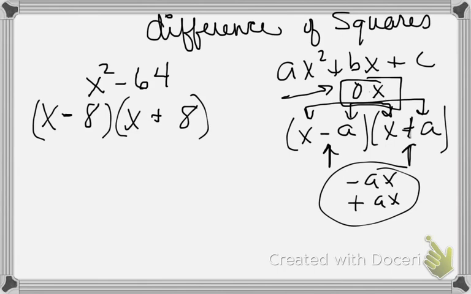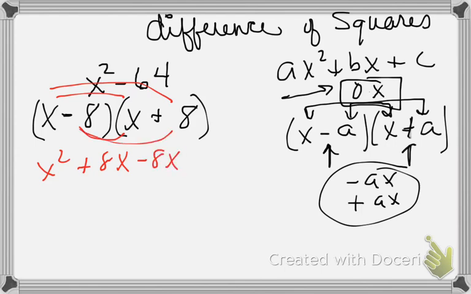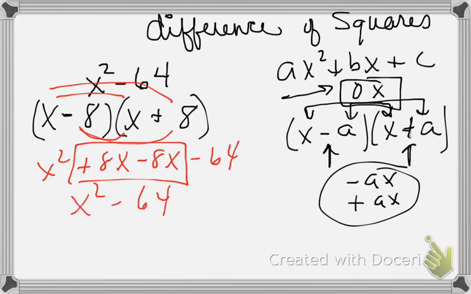Now I can test this to make sure it works. So if I do this, x times x is x squared. x times 8 is a plus 8x. Negative 8 times x is a negative 8x. And then negative 8 times 8 is a negative 64. And then look right here in the middle term, just like we talked about before, that is a zero pair. That equals 0. So really my answer is x squared minus 64, which is exactly what we want.